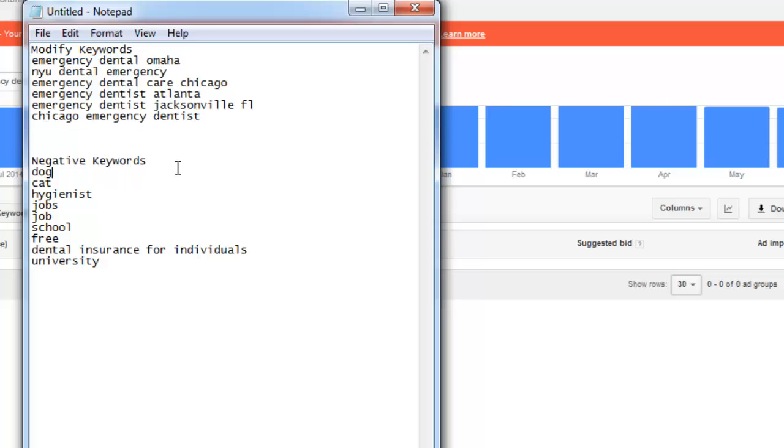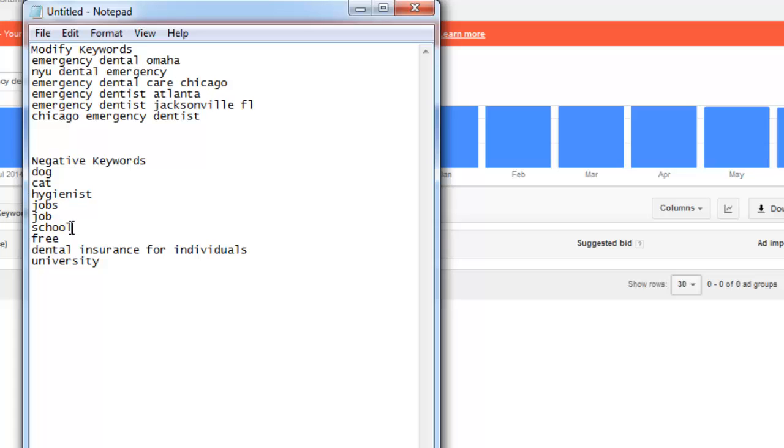And right here we have negative keywords, and this is pretty important. We'll cover negative keywords again down the road in just a few videos, so stay tuned. But we're pulling out keywords that we're not going to want. So clearly, I'm a human practice, or pretending to be a human practice here, and I don't service dogs or cats. Hygienists, these are people looking for dental hygienist jobs. And then again, we have jobs and job and school.